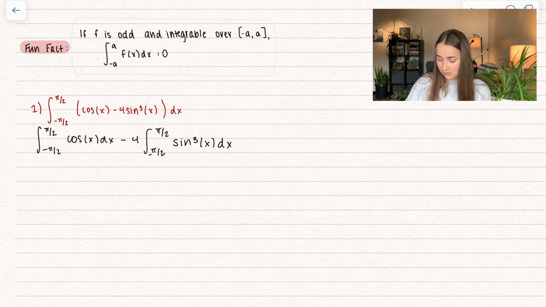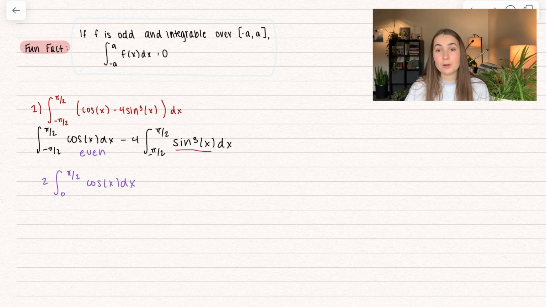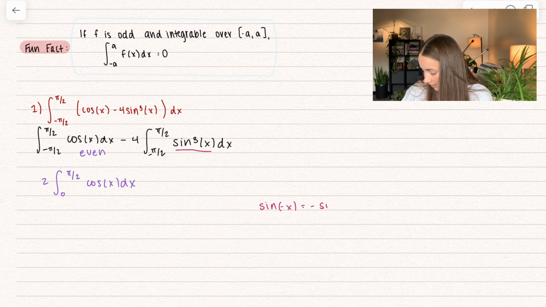Okay, let's talk about cosine of x. We already know that this right here is even, and so we can go ahead and apply our rules. So this now goes between 0 to pi over 2 of cosine of x dx. Now let's go ahead and talk about sine cubed of x. So I already know that sine is odd. So we have sine of negative x is equal to negative sine of x.